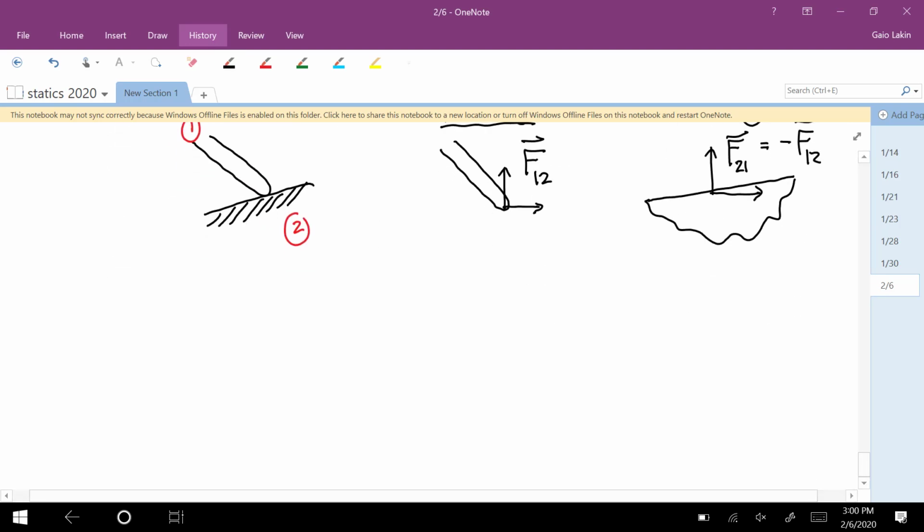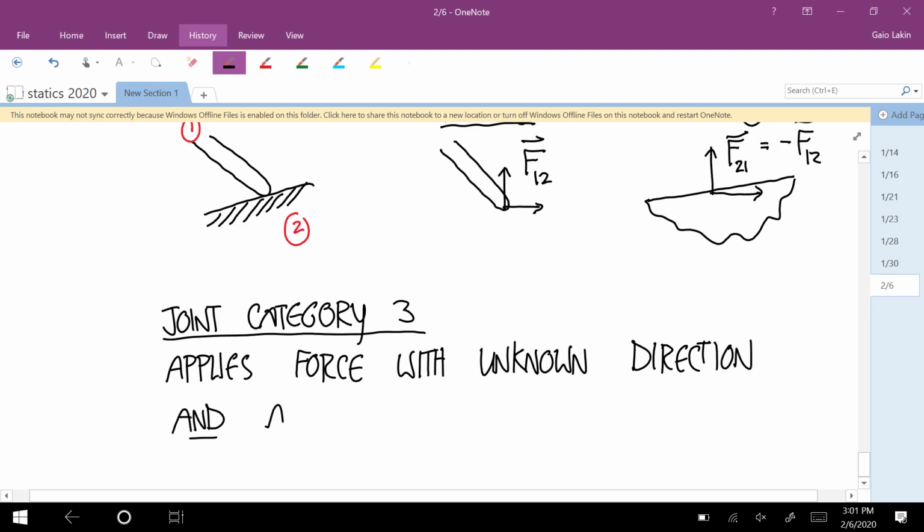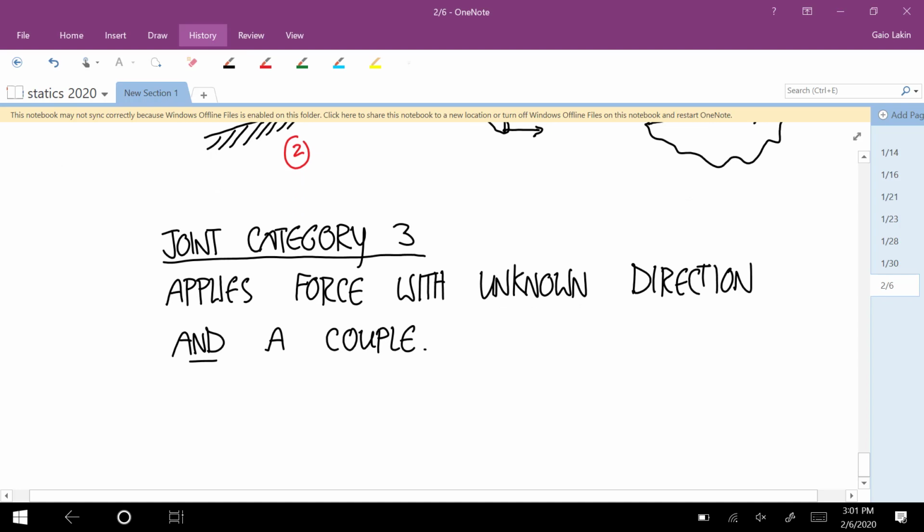And now we're on to joint category 3. There's only one joint in this, it's a fixed joint, but this applies a force with an unknown direction and a couple. And this introduces 3 variables into Newton's laws.